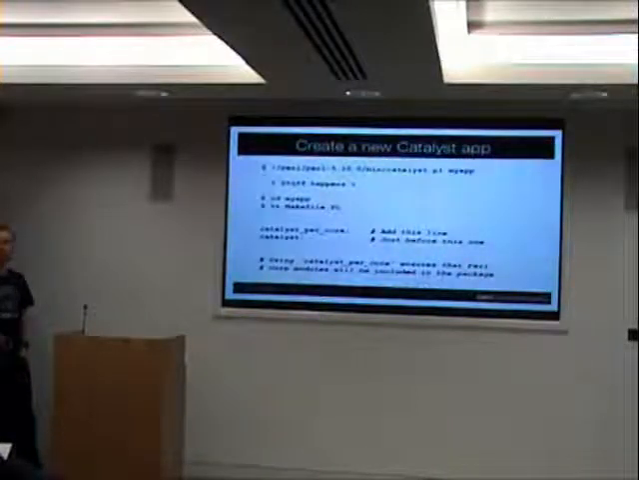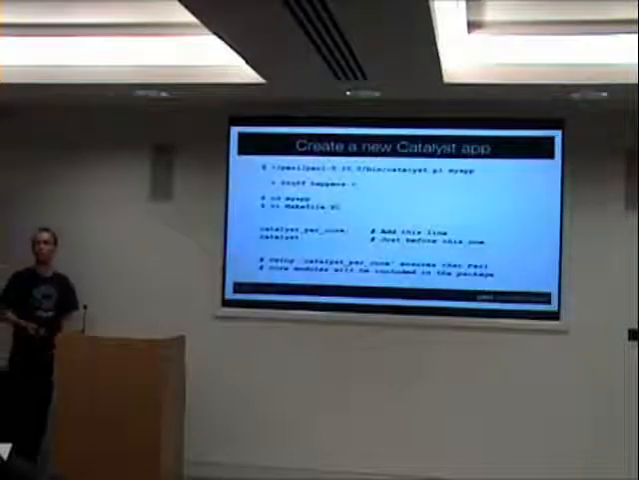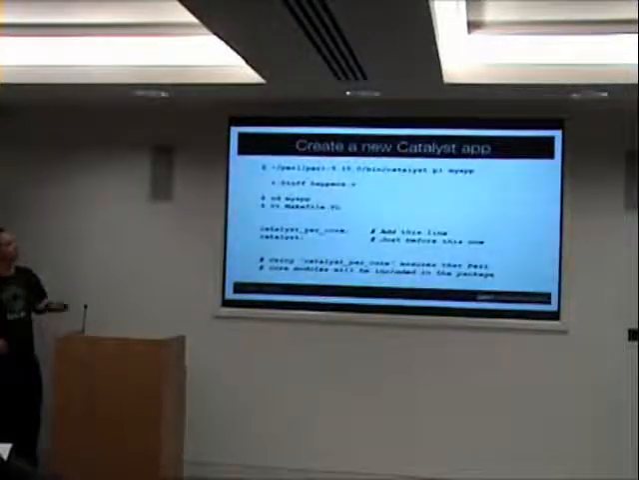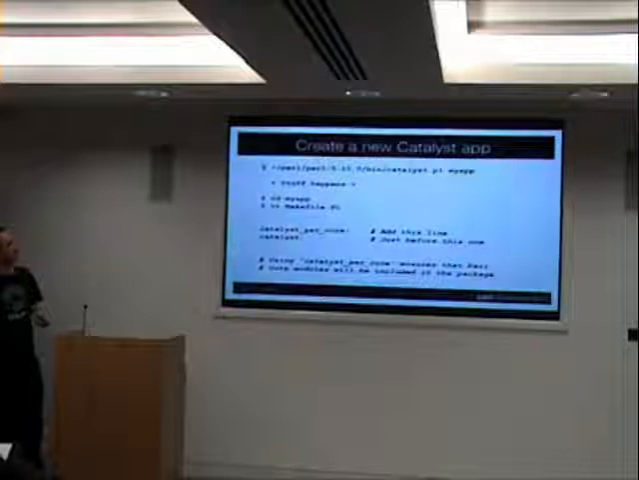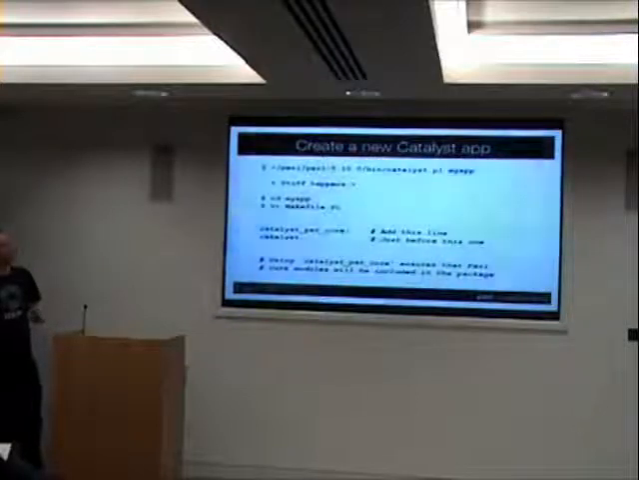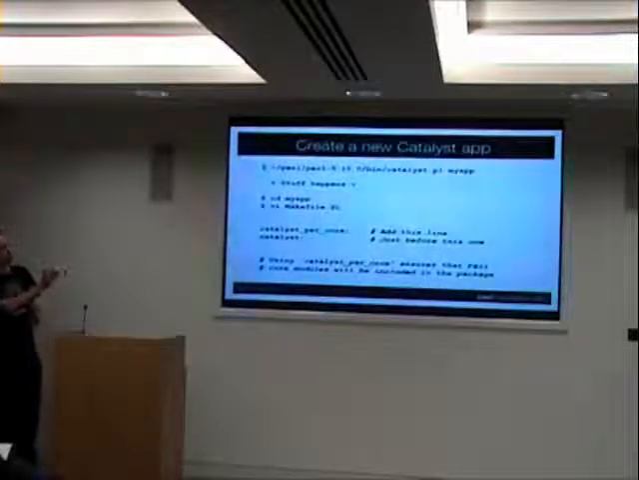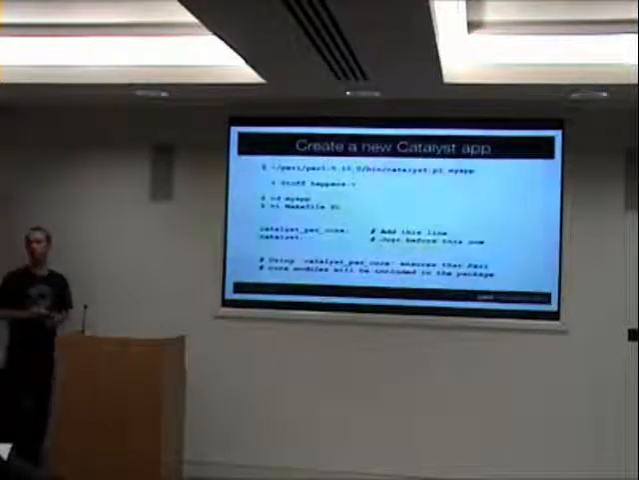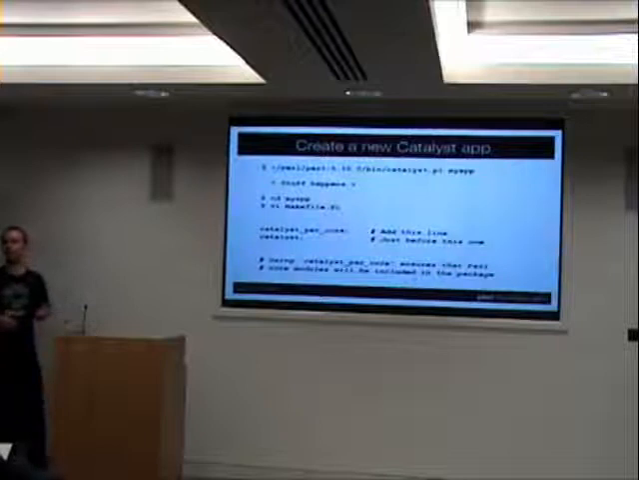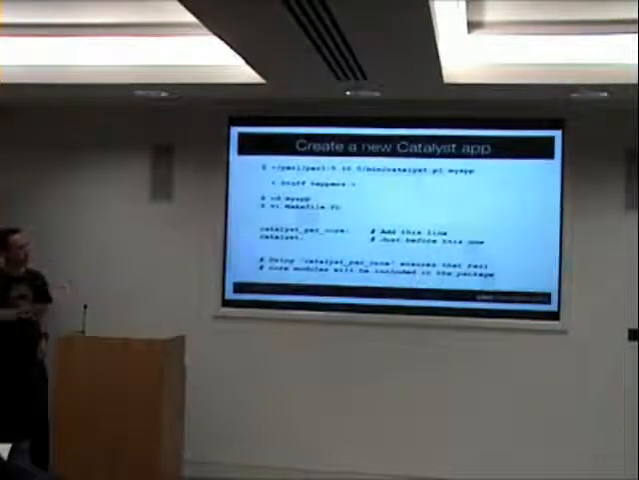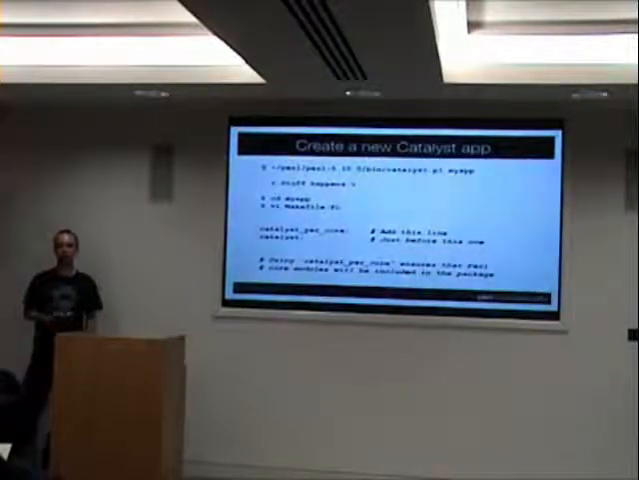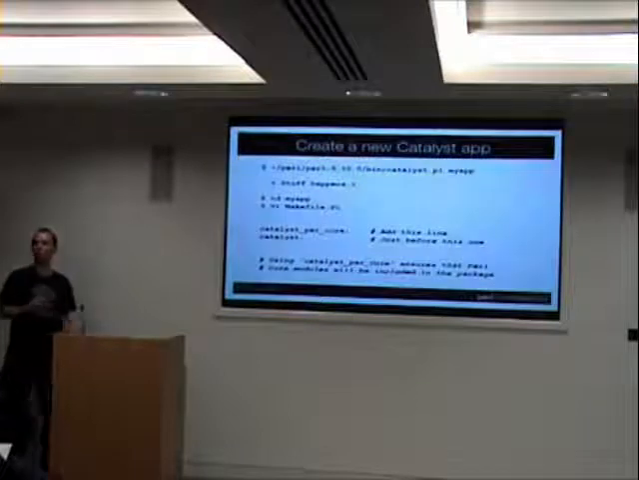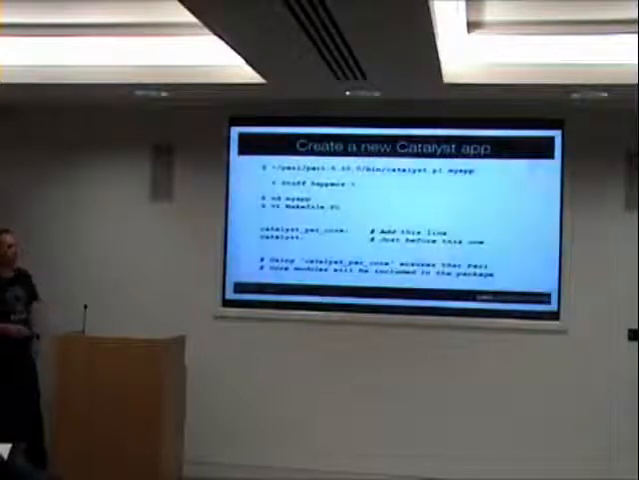Catalyst itself has got some support for PAR built in. So if you create a new Catalyst application, go into the application directory, edit the Makefile. There's an extra directive you can put in, catalyst_par_core. There's also one called catalyst_par. But the idea of putting core in is that it tells the builder to actually bundle in all of the Perl core modules as well. So it is truly standalone.